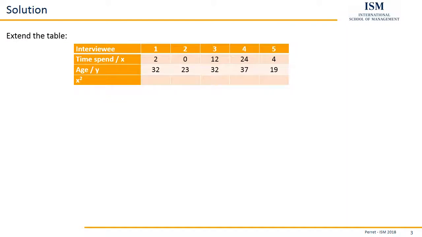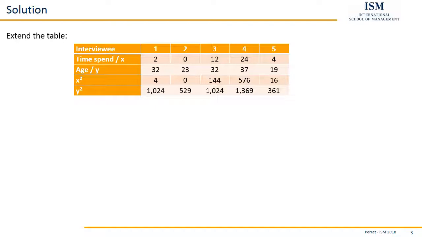So we have 2 times 2 is 4, 0 to the power of 2 is 0, 12 to the power of 2 is 144, 24 to the power of 2 is 576, and 4 to the power of 2 is 16. Then we do the same thing for y. We have 32 to the power of 2, 23 to the power of 2, again 32 to the power of 2, 37 to the power of 2, and 19 to the power of 2.